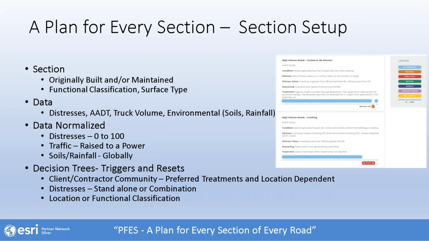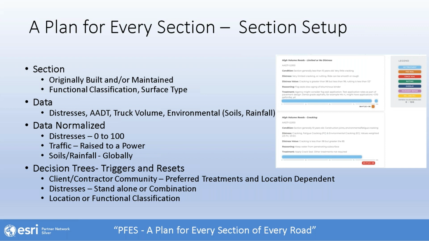What triggers a specific treatment? And then if you do that treatment, what is the reset? What is the improvement you get? So this model quantifies when a trigger is set for crack seal versus mill and fill, and what the benefit of that reset is, numerical benefit.